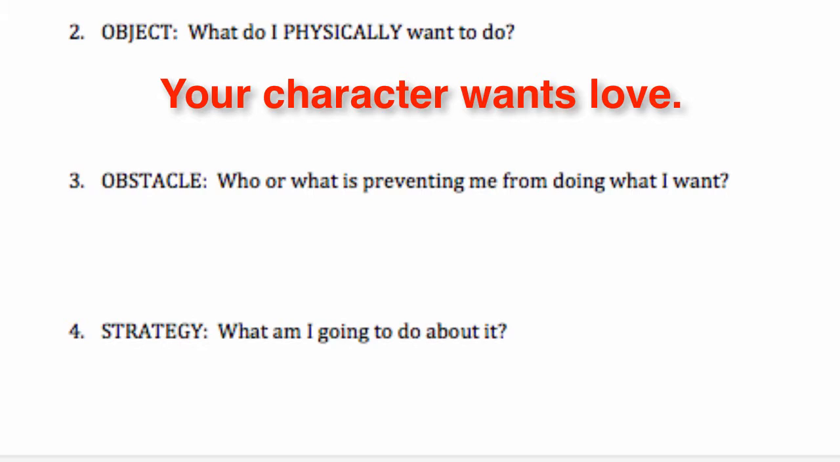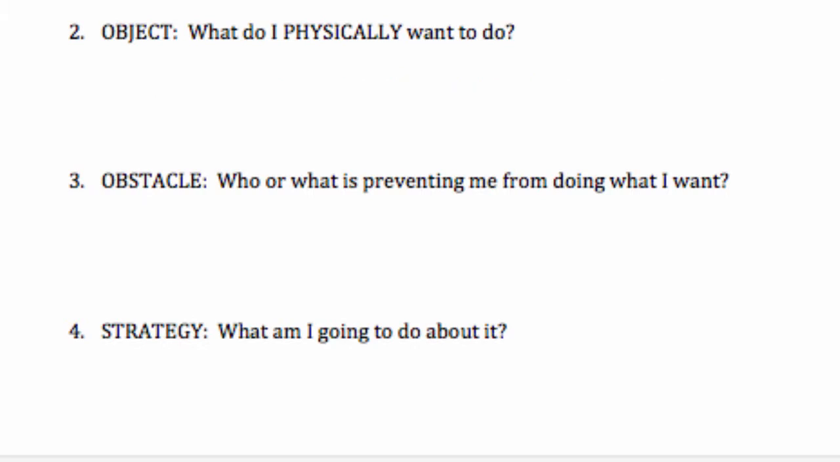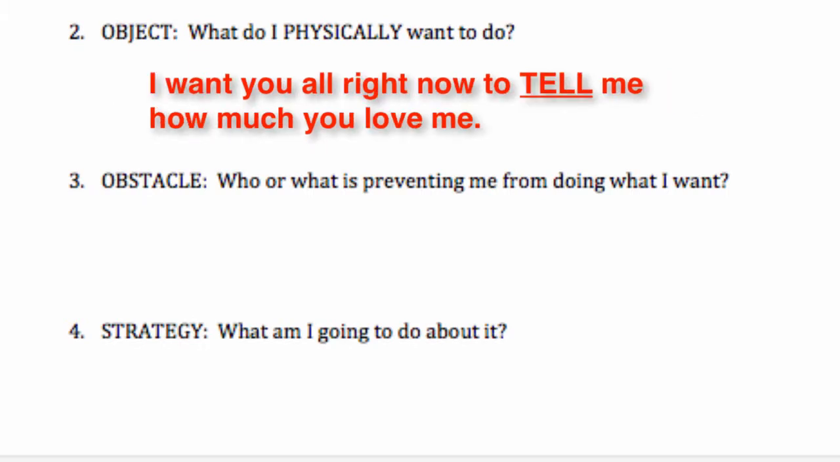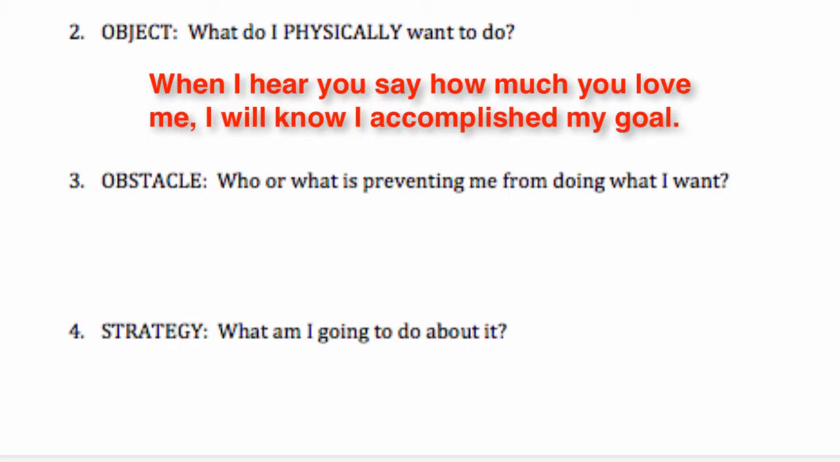Well, let me show you what love looks like when you're listening to an audiobook. It looks like this. Could you hear me trying to get all of you to love me? No. What your character should want is something physical, something that you can measure, something that when you accomplish the goal, you can see it, taste it, touch it, smell it. So I should specifically want something like, I want you all right now to tell me how much you love me. Go ahead. When I hear how much you love me, when I hear you saying the words out loud, I'll know that I've accomplished my goal.